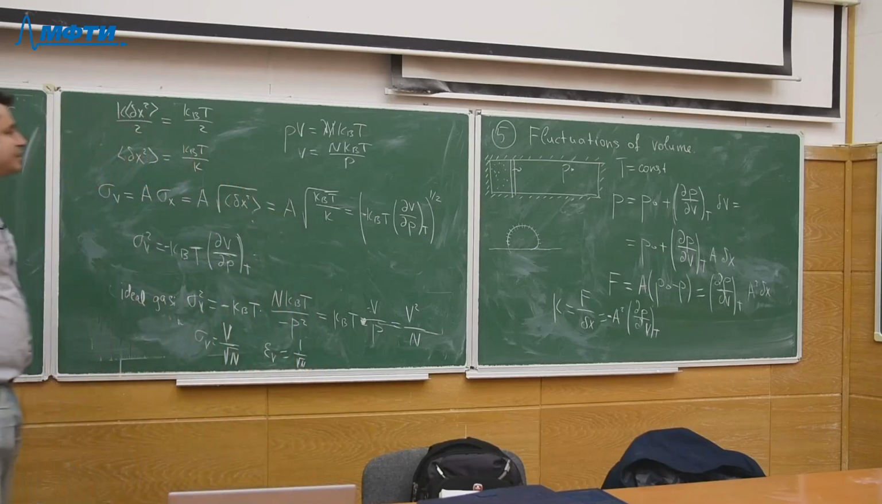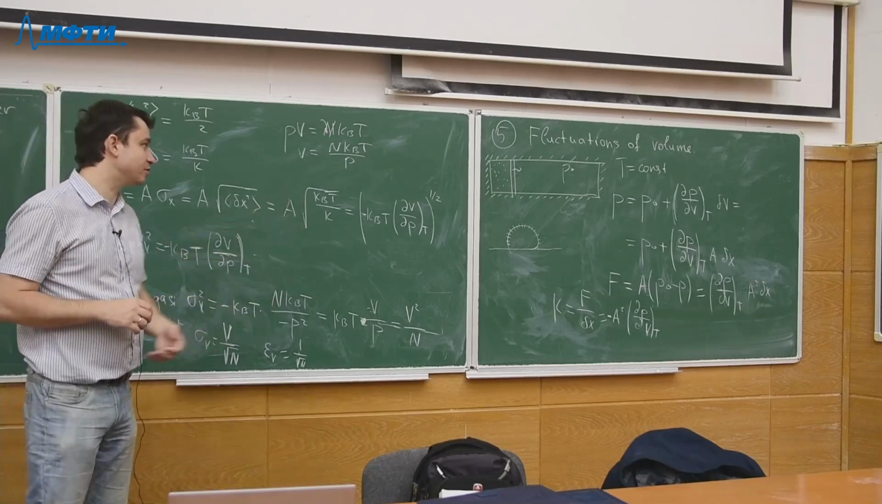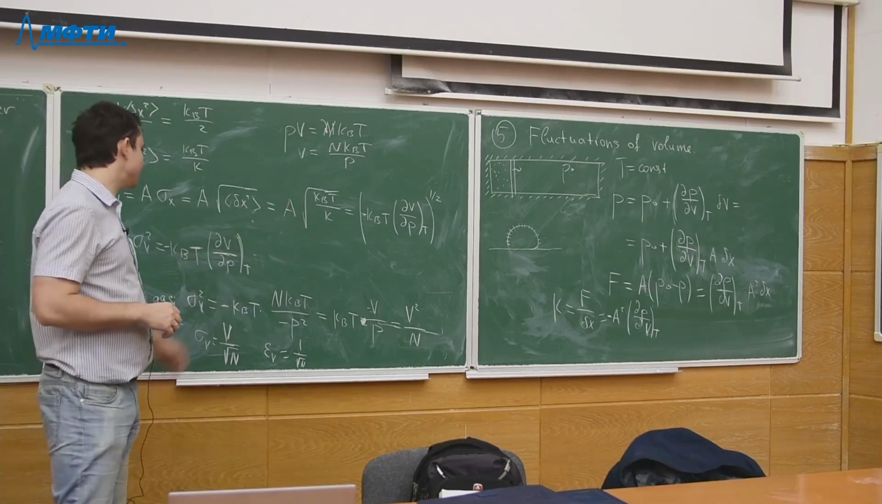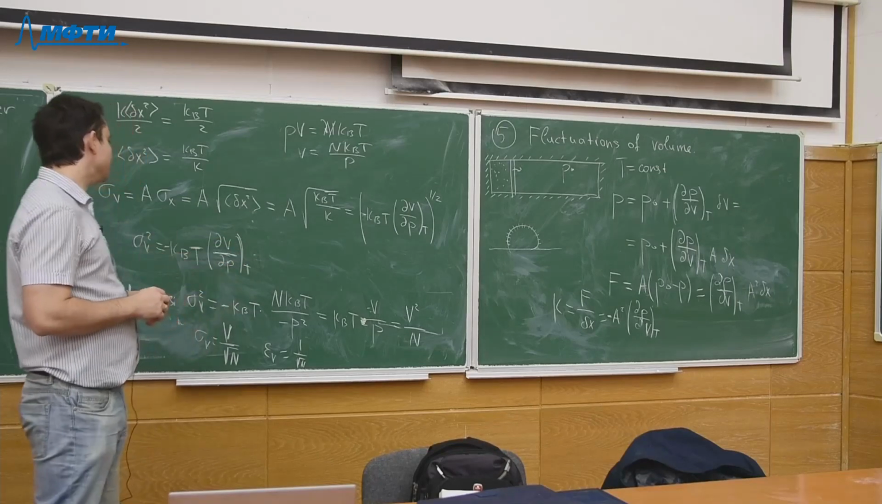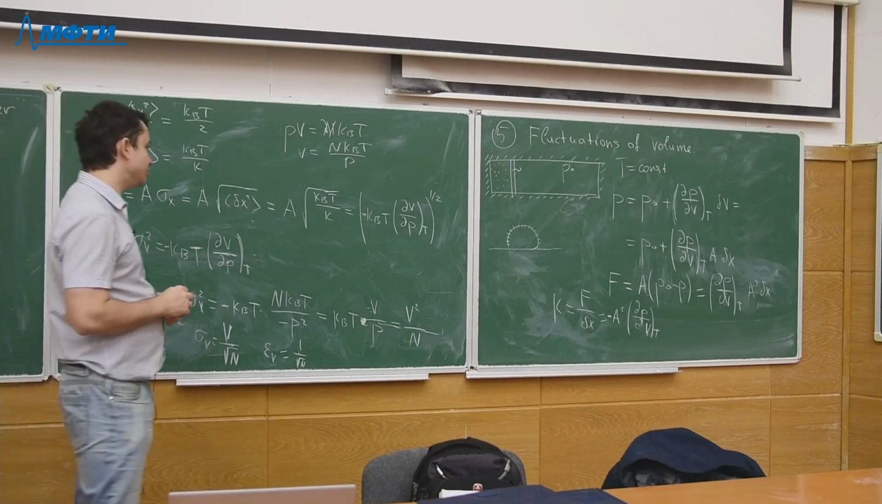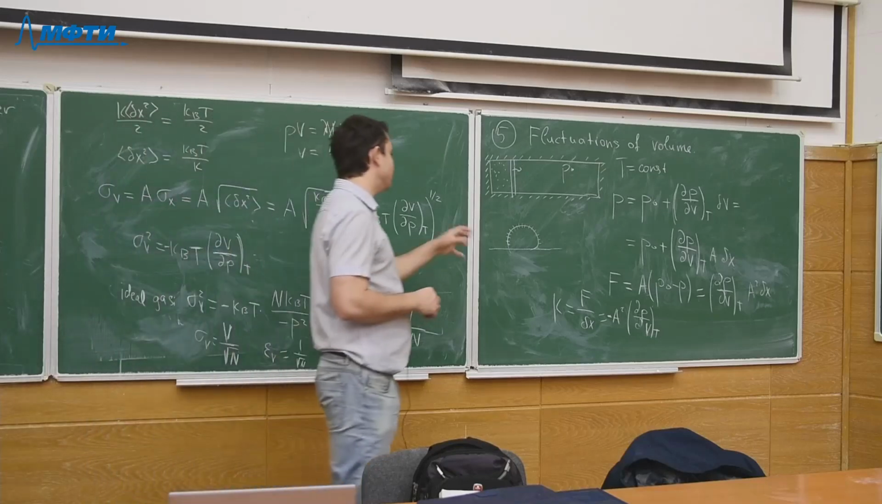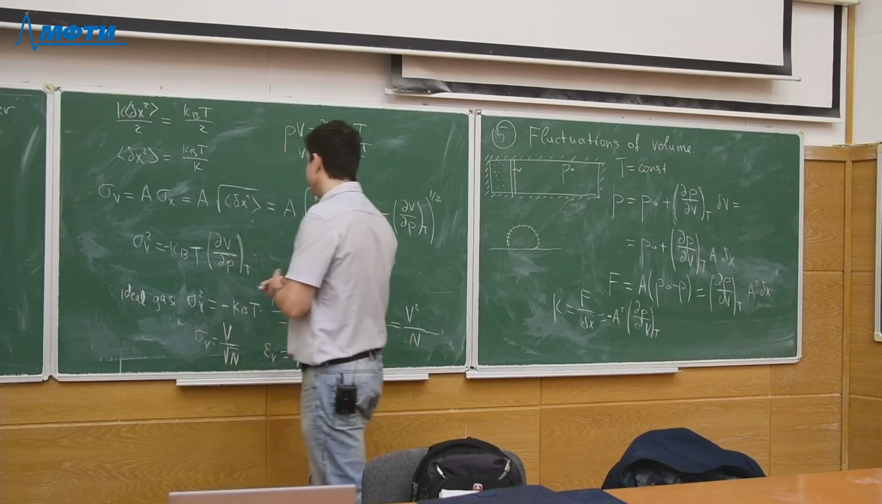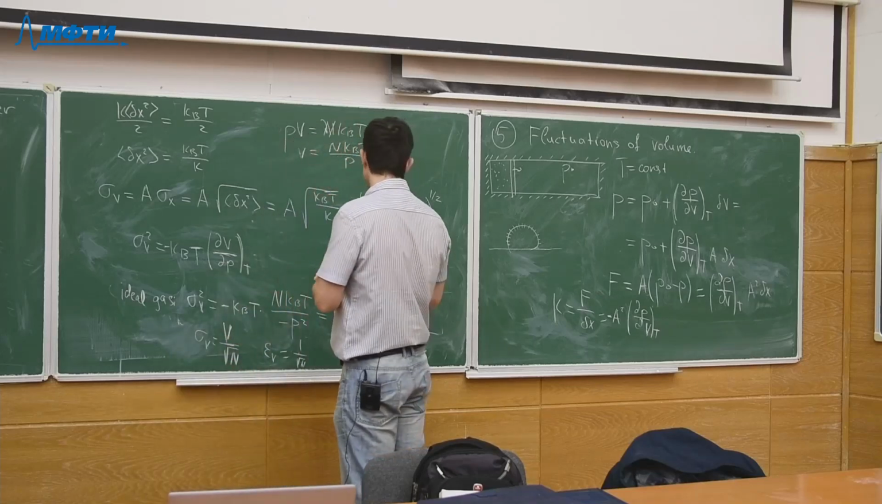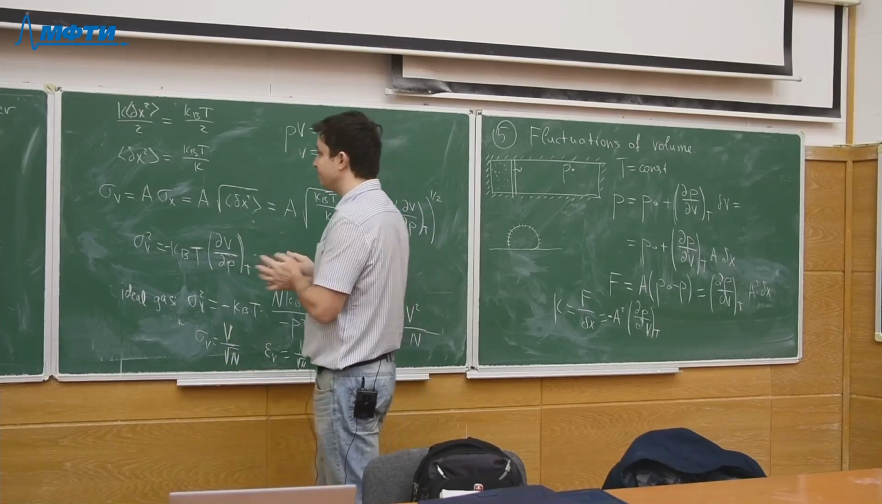Well, the bad message is that it's applicable only to the ideal gas. You cannot calculate the relative fluctuations of the droplet volume by this, because as you understand, for the droplet, dV over dP is usually a very, very small quantity. So the fluctuations for the volume of a droplet are much less than the fluctuations of volume of the gas, which consists of the same number of particles.